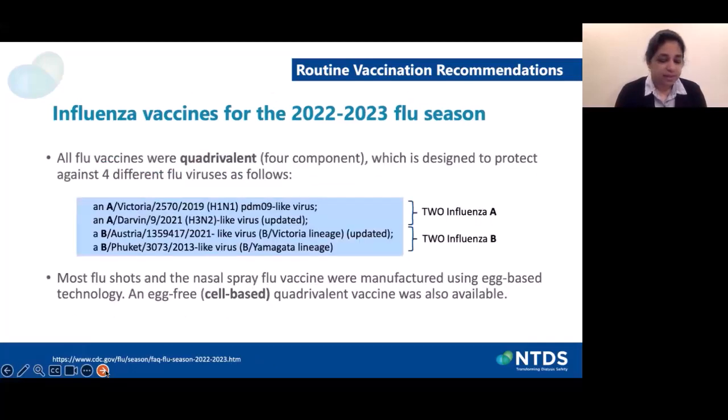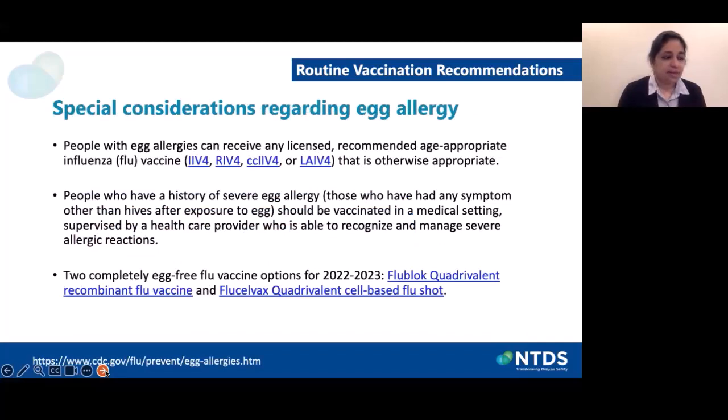For the last flu season, all flu vaccines were quadrivalent against 2 influenza A and 2 influenza B viruses. Most flu vaccines were manufactured using egg-based technology, though an egg-free, cell-based quadrivalent vaccine was also made available. It is now recommended that people with egg allergies can receive any licensed influenza vaccine that is otherwise appropriate. People who have a history of severe egg allergy should be vaccinated in a medical setting supervised by a healthcare provider who is able to recognize and manage severe allergic reactions.